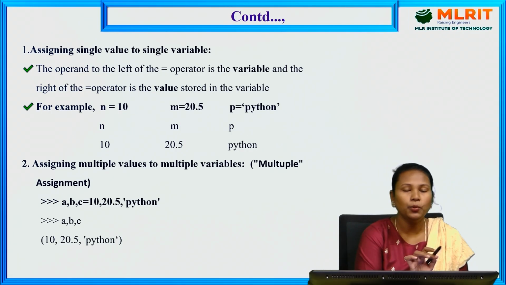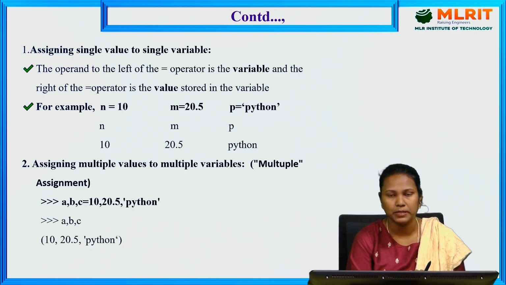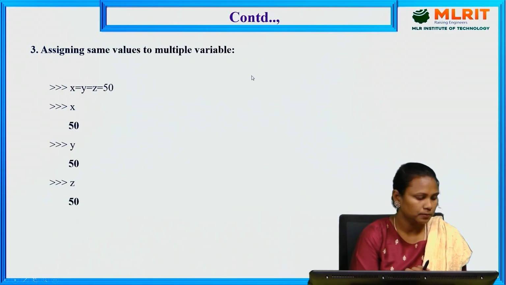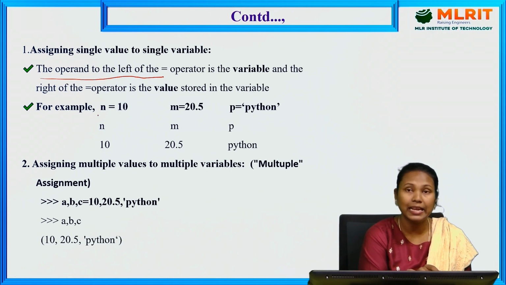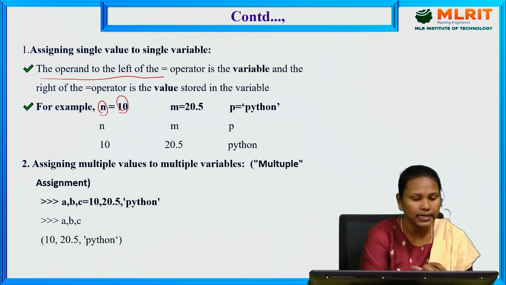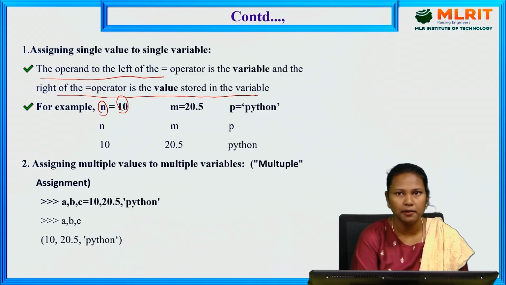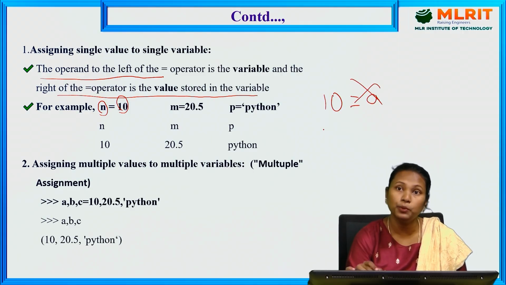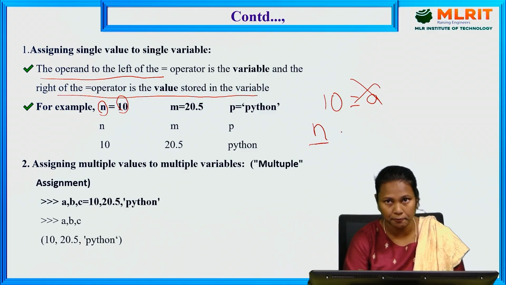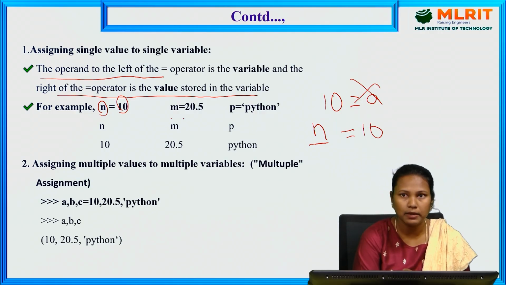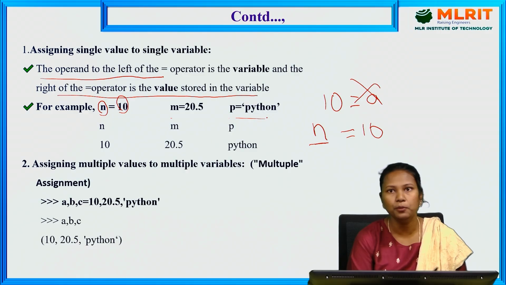Next one, how to assign values to variables. The operand to the left of the operator is the variable. See here, n is equal to 10. N means it is a variable. 10, the right side of the operator, is the value stored in the variable. 10 is equal to a is not the correct way. We have to assign values with an identifier on the left side and the value stored on the right side. So, n is equal to 10, m equal to 20.5 and p is equal to Python.